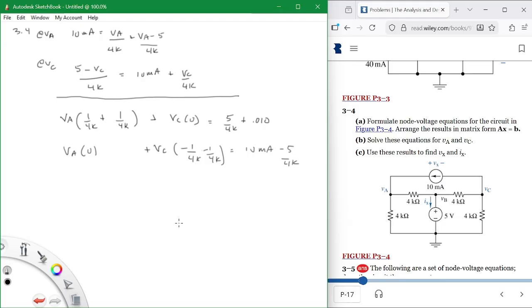And that's not hard. This one falls apart because, first of all, it's symmetric and the VB is given. If there was a resistor here instead of a voltage supply, this one would be as hard as the other one. It would be a 3 by 3. But because we have VB given as a 5, it falls apart and we have a very straightforward answer. Okay, that's 3.4.